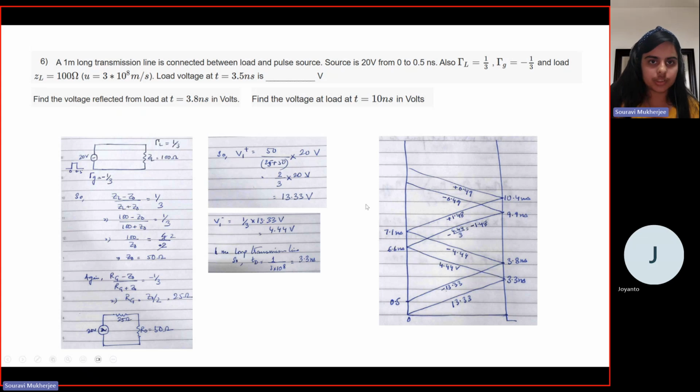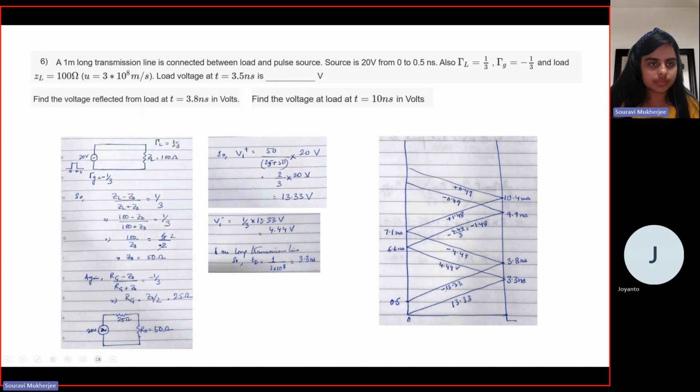So now if you're asked what is the load voltage at t equal to 3.5 nanosecond, that is somewhere here, what would be that value? So you know that you have 13.33 and you have 4.44, right? So if you add the two, that would be your net pulse value at 3.5, right? So from this diagram, this is how you can try to answer this kind of a question.